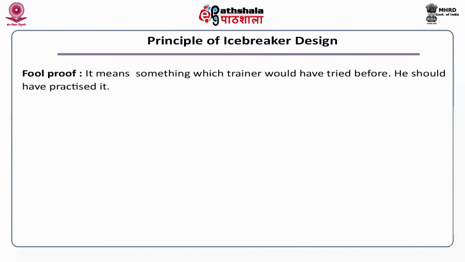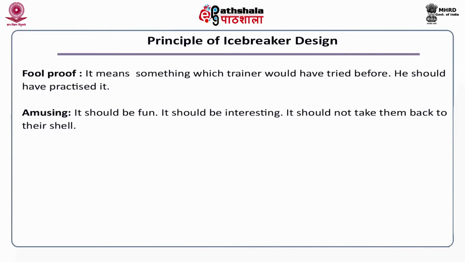Foolproof means something which the trainer would have tried before. He should have practiced it before directly implementing it in a training session. Amusing, it should be fun. An icebreaker should be an interesting one. It should not take trainees back to their shells.